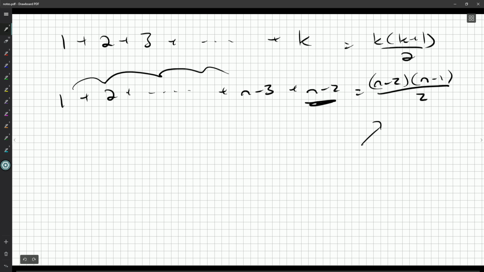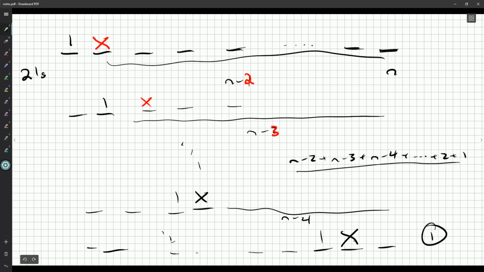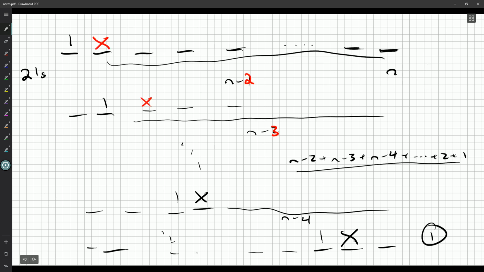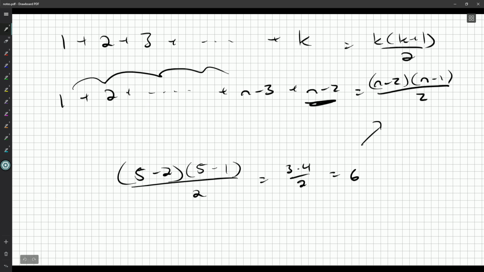Does this track with what we just saw? We had 6 different ways to place our 1s when there were n equals 5. 5 minus 2 times 5 minus 1 all over 2 is 3 times 4 over 2, 6. And wouldn't you know it, we had 6 different ways to place the 1s. And this 6 over here came from the number of ways to place the remaining different digits. That would require work with factorials. It can all be done.